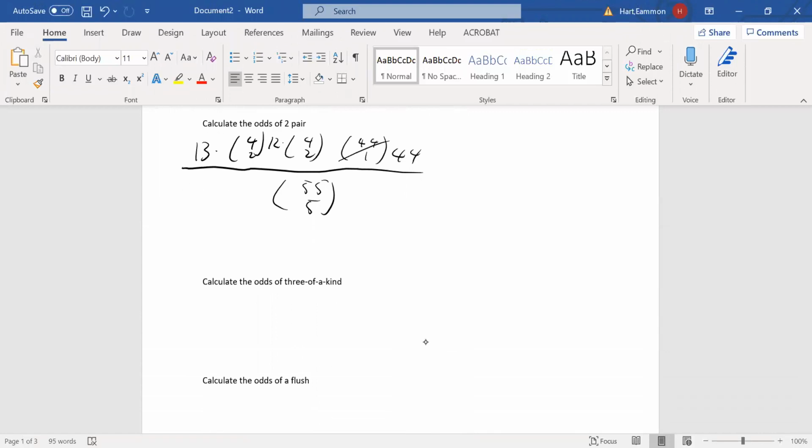Here, this is going to be a similar idea. I'm going to have 4 choose 3, and then I'm going to have 48 choose 2. And then I have 13 different options for this 3. I can have 3 aces, I can have 3 kings, 3 threes, 3 fours, whatever. So I have 13 times that, and then I have 48 choose 2, divided by 52 choose 5. That should be a 5.